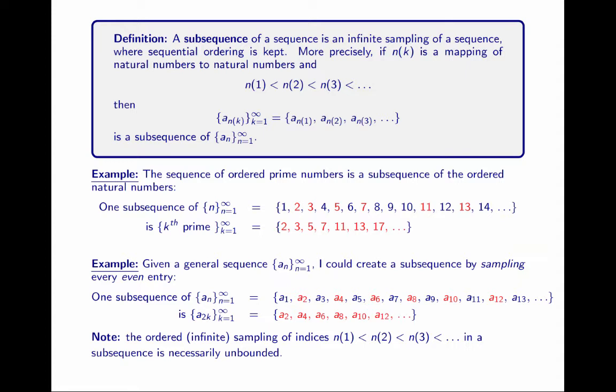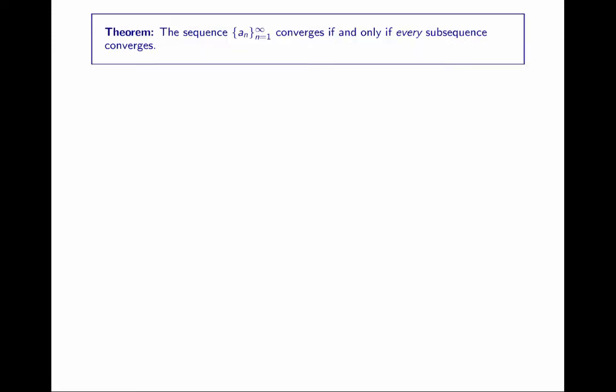So if I have an infinite sampling of indices, and remember indices are natural numbers, then this subsequence is, of course, necessarily unbounded. Can you explain why that is? You should be able to. Now, the sequence a_n converges if and only if every subsequence converges.